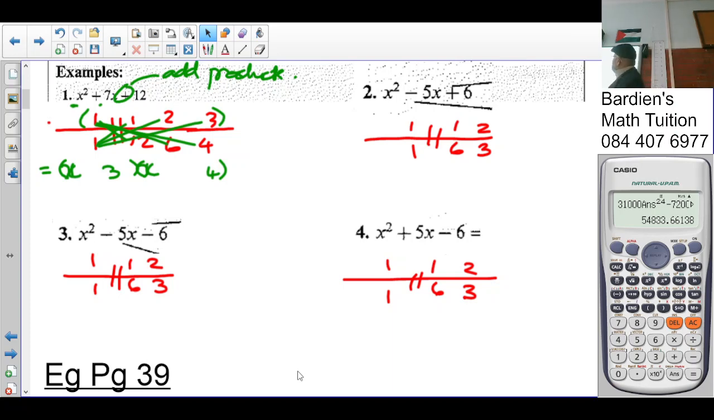Okay? I want you to do number 2's factors quickly. Find the factors for number 2.